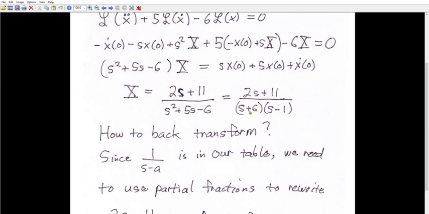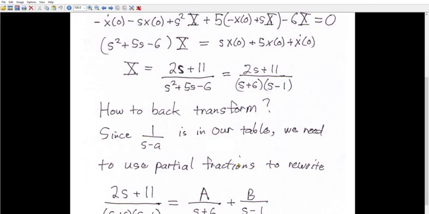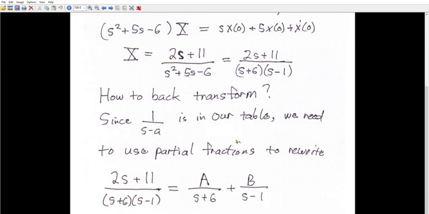Well, the answer is, if we could get it into a form like this, we would be able to back transform because this is the transform of e to the at. So our plan is to break this thing up using partial fractions. Okay, and we'll talk about partial fractions in detail a little later in the course, but for now, just remember that the way you do these linear things, where a product of two of them, is you put a over one of them plus b over the other, and you solve for a and b.